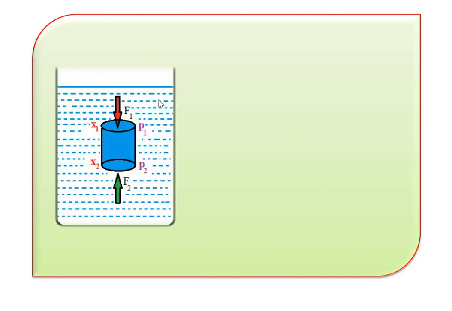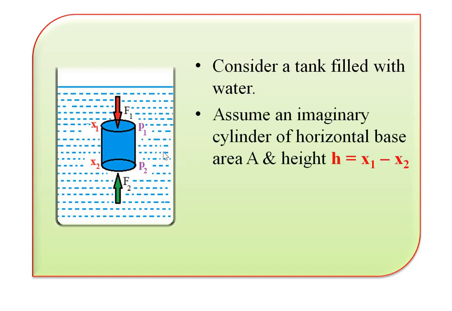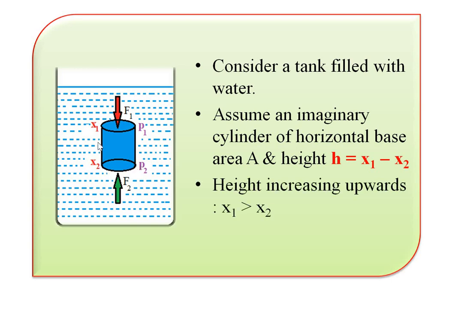Consider again a container filled with a fluid, an imaginary container having the uppermost area with pressure P1, lowermost P2, force F1 which acts vertically downward, and force F2 which acts vertically upward. So consider a tank filled with water. Assume an imaginary cylinder of horizontal base area capital A and height x1 minus x2. This height increases upwards, that means x1 is greater than x2.